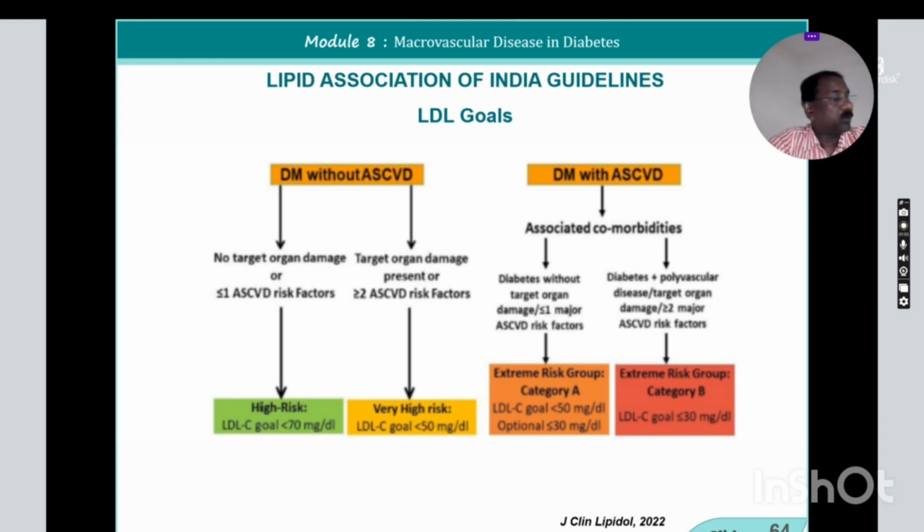So now see the two groups, category A and category B. What are the goals? Less than 50, or less than 30. So for all diabetics in cardiology practice, our goal should be somewhere between 30 and 50. For the rest of us, other than cardiologists, the goal is somewhere between 50 and 70. That is the most important. It is very easy to say your goal is 50, 70, or 30, but very, very difficult to reach.